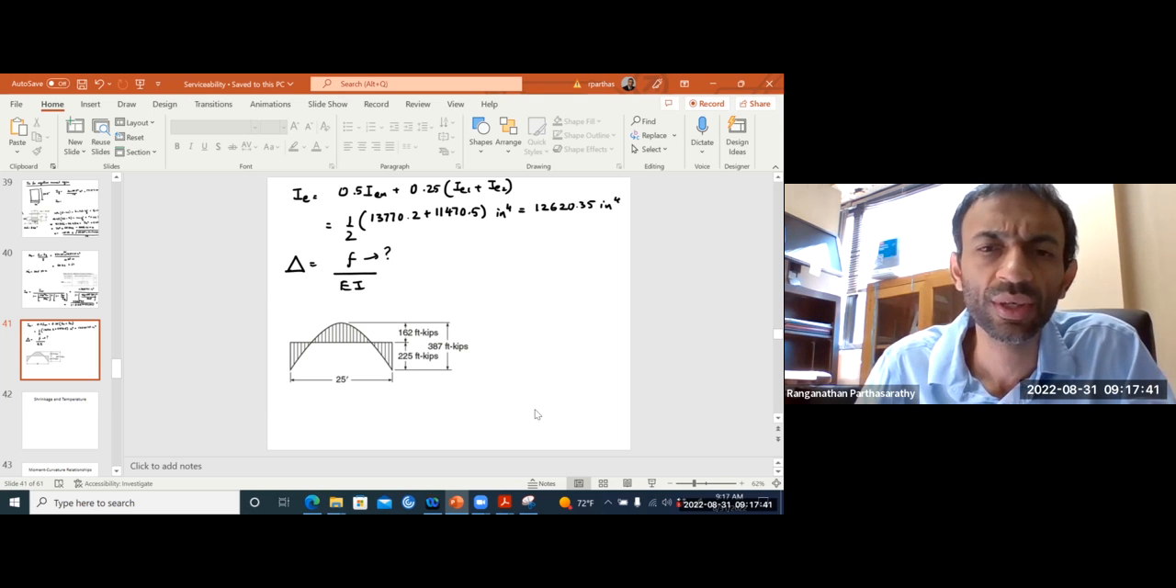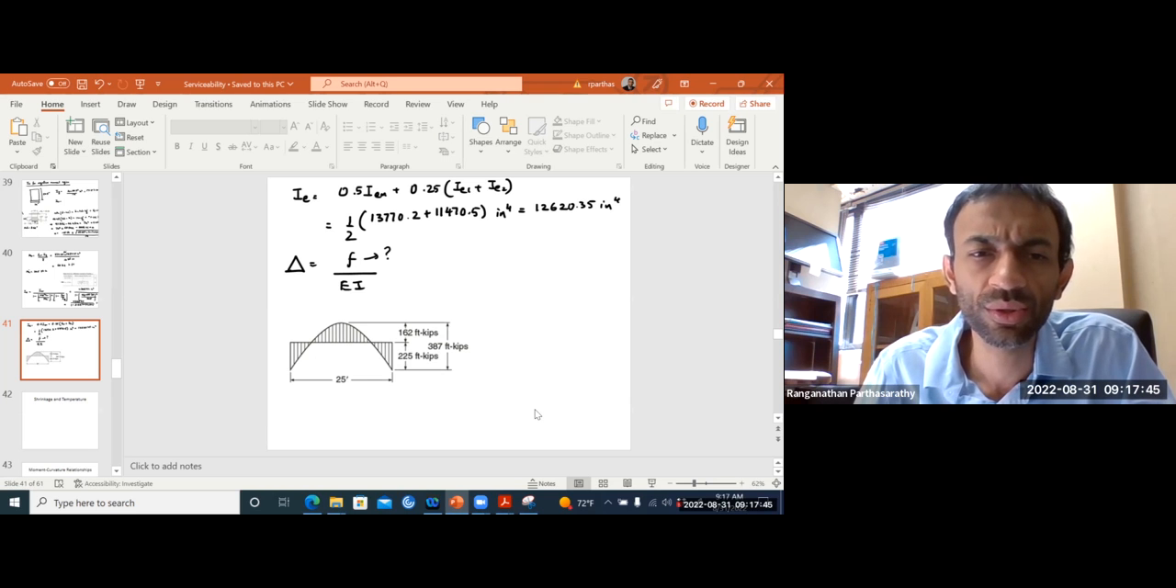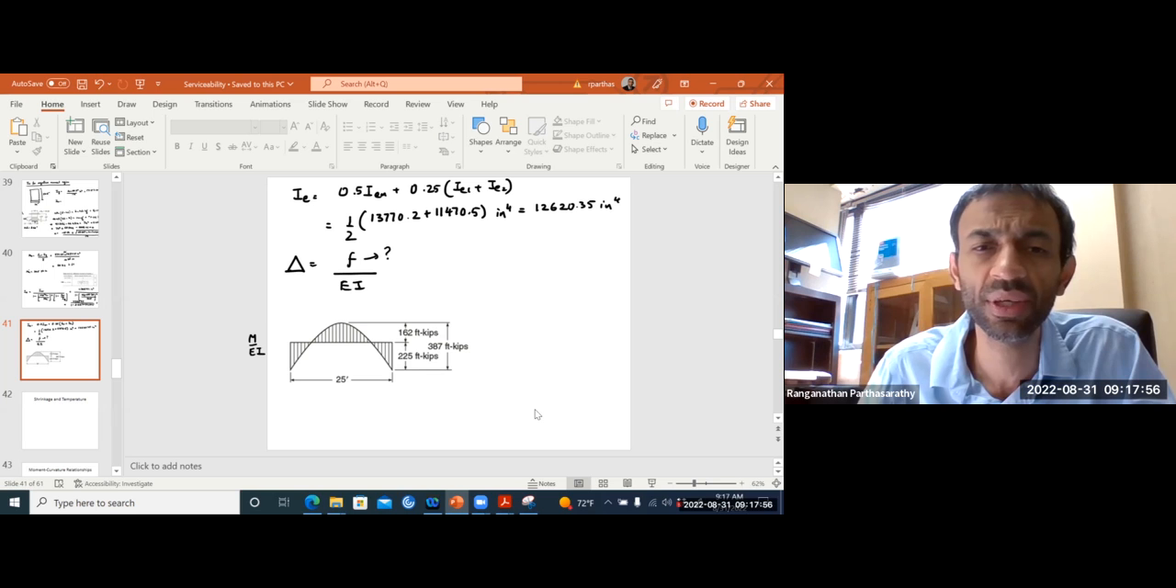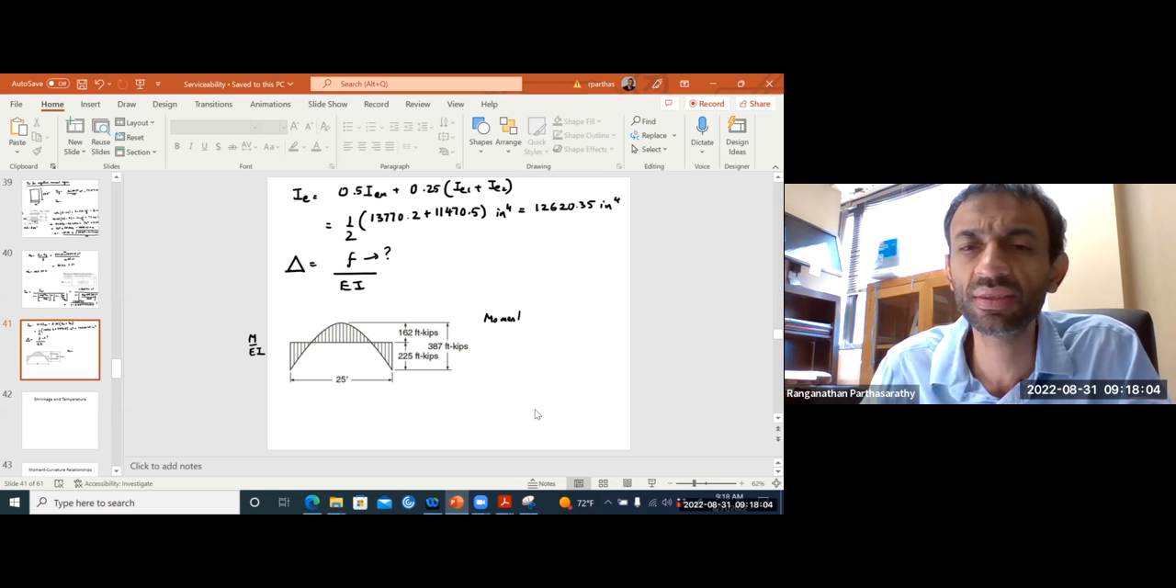Okay, this is your moment diagram, right? From here, what is your deflection? So your moment by EI is the curvature diagram. So when you already know the moment distribution diagram, a bending moment diagram, then your easiest way to calculate deflection is by using moment area method, the theorem 2.